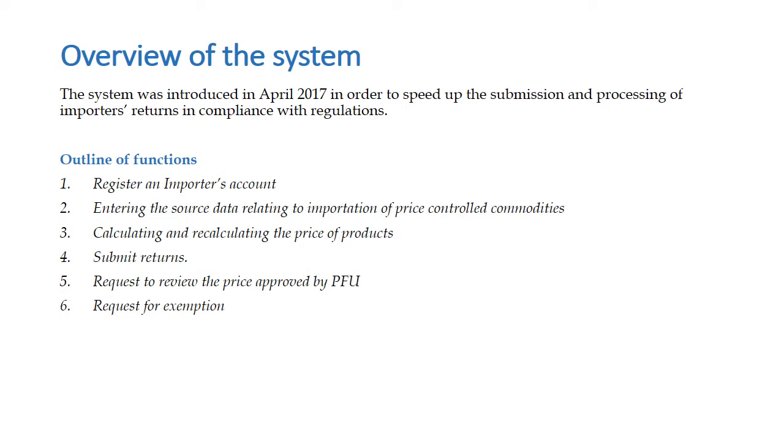2. Entering the source data relating to importation of price-controlled commodities. Source data consists of documents and the information that they contain, related to the importation of price-controlled commodities. 3. Calculating and recalculating the price of products. After uploading the supporting documents, an importer can calculate the unit price of each imported item. If changes are made to the source data, the unit price can be recalculated.